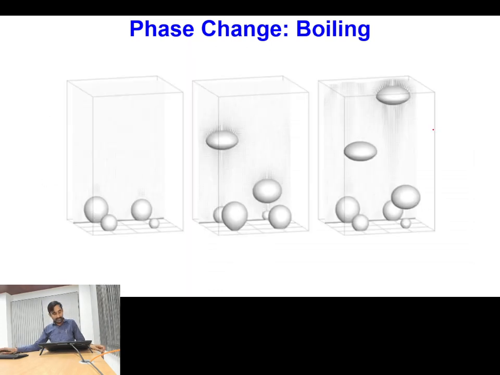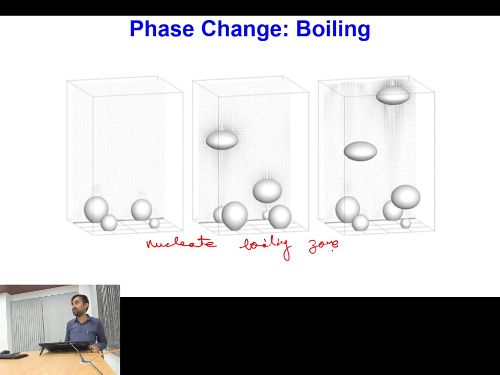And this is some representation of phase change heat transfer, particularly in the nucleate boiling zone. What is the meaning of nucleate boiling zone? In the previous case, you have seen that the entire surface was covered with a film of vapor, but in this case only the vapor bubbles are forming from some specified locations.